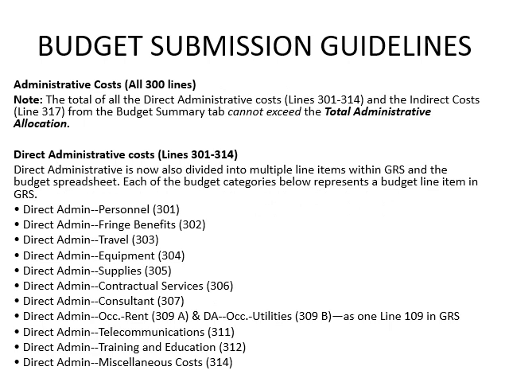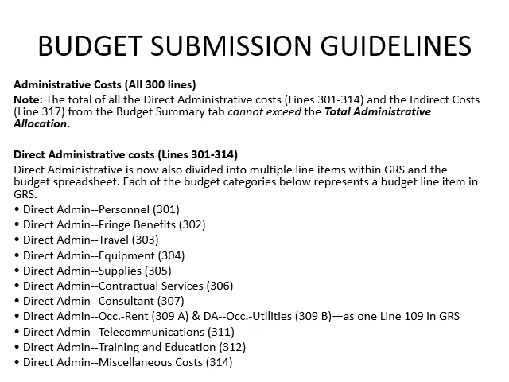The administrative costs can consist of all 300 budget line items. The total of all direct administrative costs, line 301 through 314, and the indirect costs, which are contained in budget line item 317 from the budget summary tab, those combined cannot exceed the total administrative allocation for your grantee for that grant. The direct administrative costs are contained in lines 301 through 314.